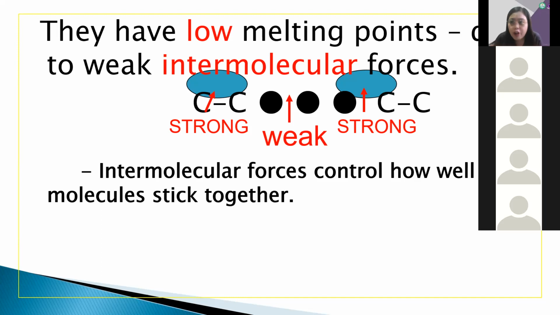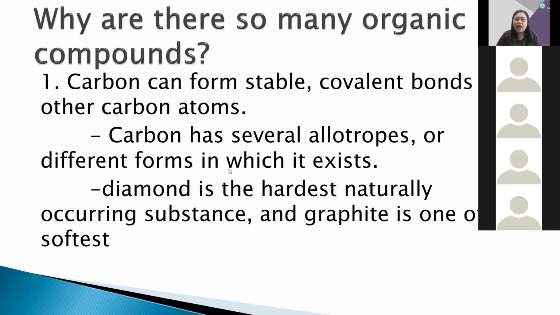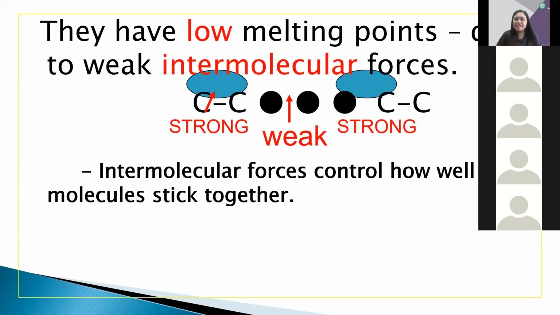But for organic compounds, class, again, the reaction will be slow. So, hindi mo agad makikita yung mga evidences that there is really a chemical reaction. Because again, the bond between atoms for organic compounds are strong. Covalent bonds are strong. The result will be a slower reaction compared to the ionic compounds. So, yun yung mga characteristics ng ating organic compounds.